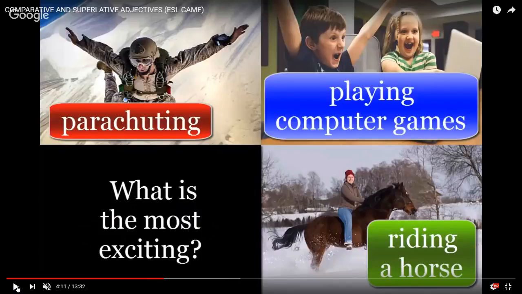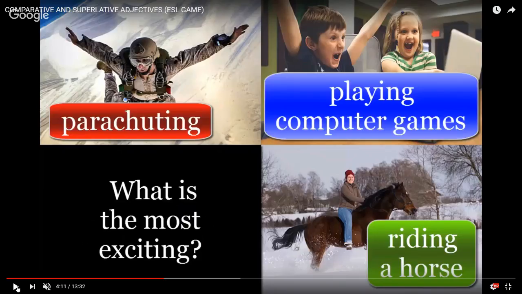And the final one. Parachuting, playing computer games, and riding a horse. What is the most exciting? From the basic to the most. Okay. Riding a horse is exciting. The riding a horse is more exciting than parachuting.